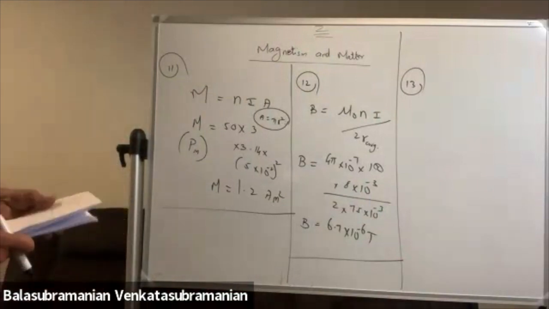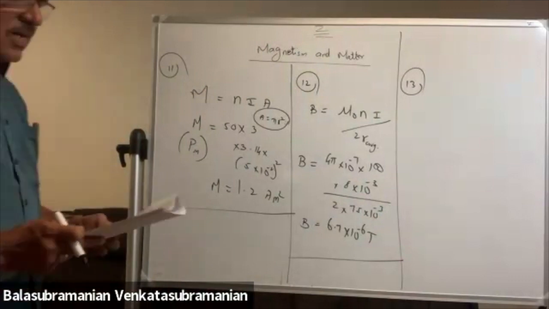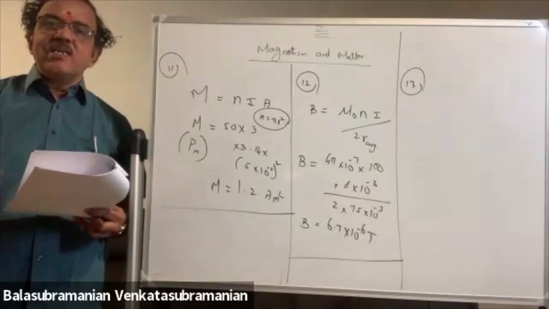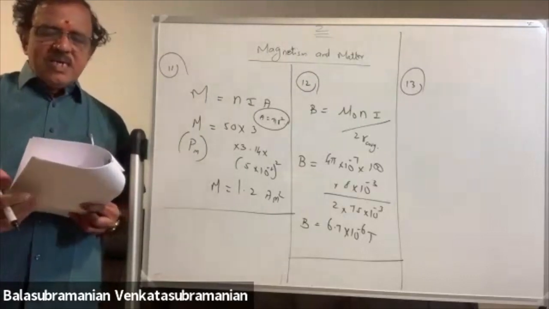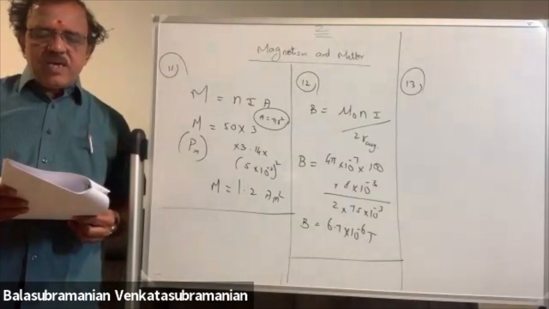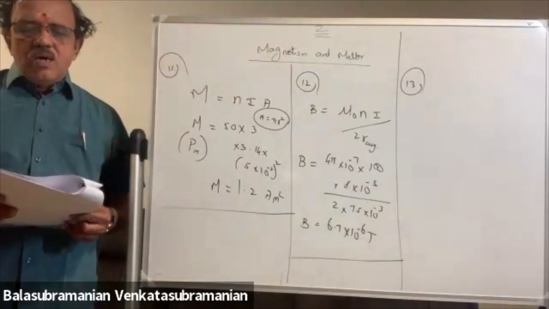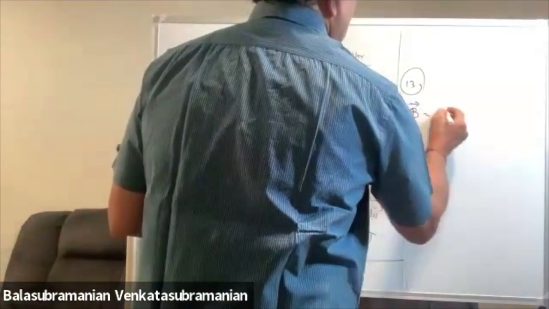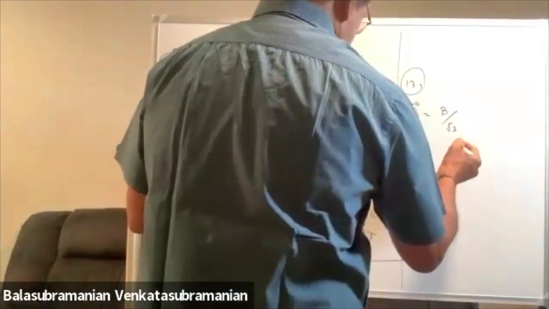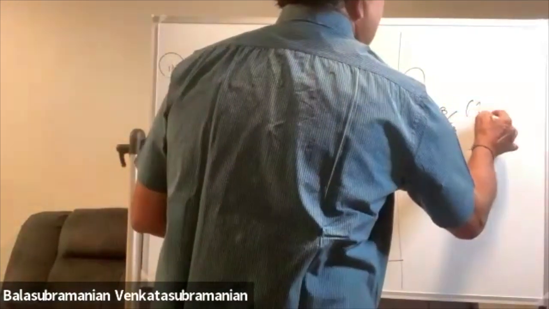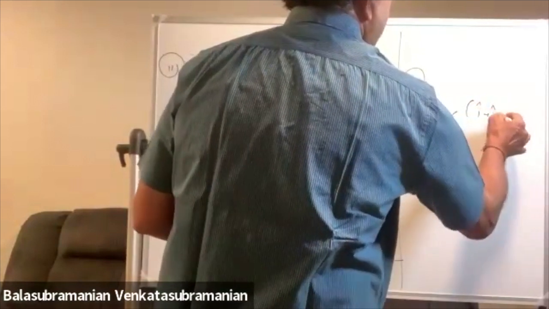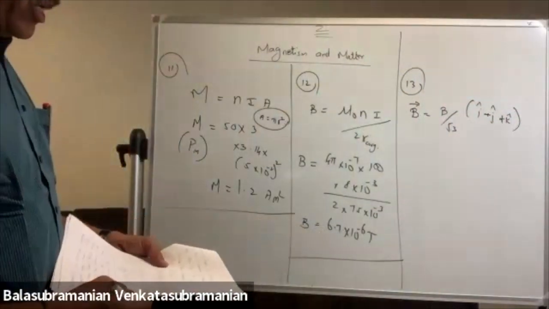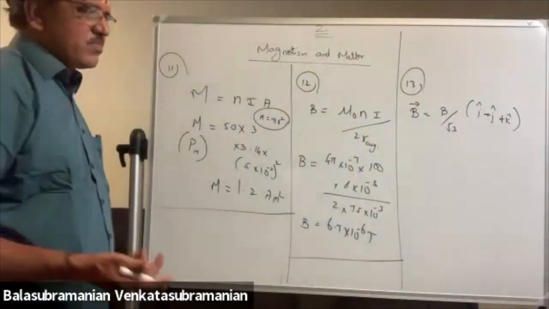A wire of length L carrying a current I along the y direction, current carrying in y direction, is kept in a magnetic field given by B vector is equal to B by root 3 (I cap plus J cap plus K cap). Calculate the magnitude of Lorentz force. Right?